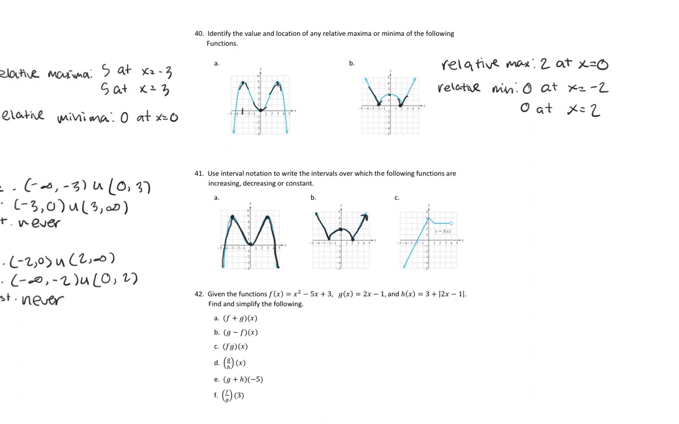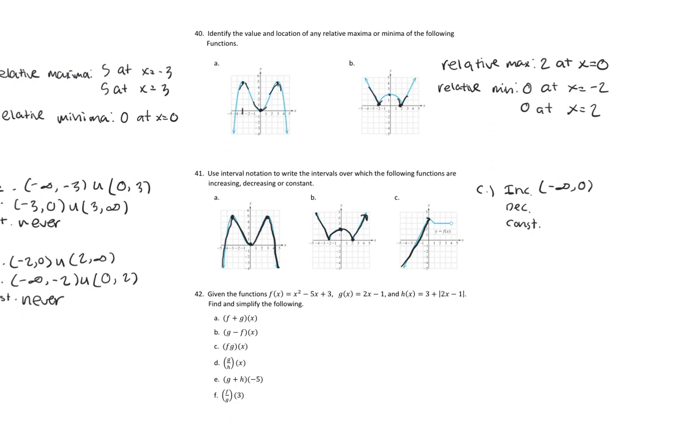So then if we go to part C, I'll write part C over here. We'll do increasing, decreasing, and constant. All right, so it looks like it's increasing. If we're going from left to right, the y values are getting bigger from negative infinity until we hit 0, right? So we can say from negative infinity until we hit 0 for the x value.